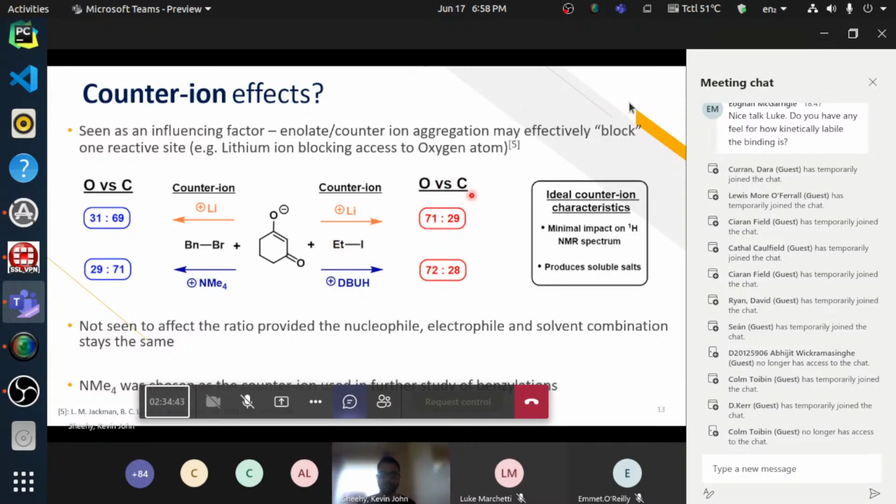So when you react with ethyl iodide, you get about a 70-30 split. And when you react this with benzyl bromide with these different counterions, you get a 70-30 split the opposite way. So it didn't end up mattering too much with our cyclic enolates. So we had to choose which counterion to settle on then.